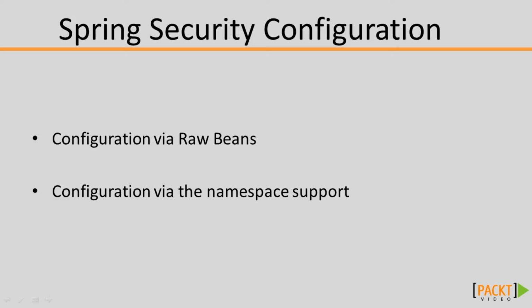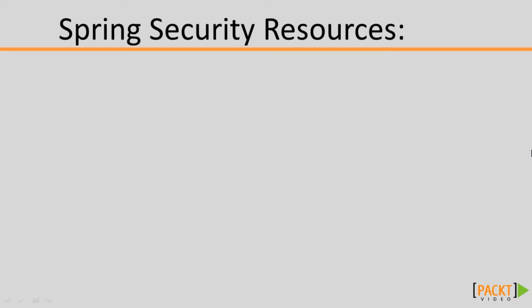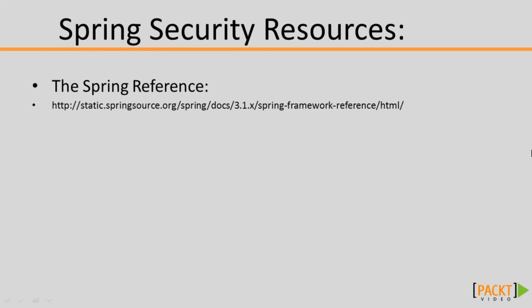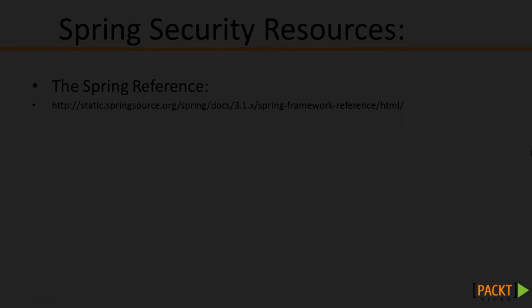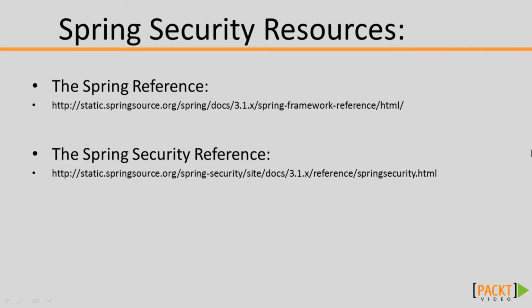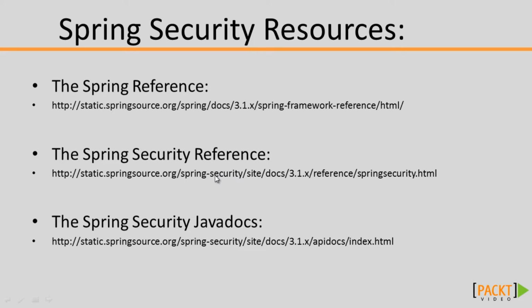All the functionality that is achieved by the namespace support can just as well be configured without it. Only, of course, defining all the raw beans that are going to make up the security configuration will be a lot more verbose. The overall approach of this course is very practical. We're going to be learning how to solve the common security problems in a web application. Sometimes, however, a more in-depth discussion may be necessary, either on core Spring, and on this the Spring reference is a very good place to go in depth on the framework itself, or of course on Spring Security, where the reference is also the best resource to get into that kind of detail. And the Java docs are of course a good place to look at the low-level details of the API.